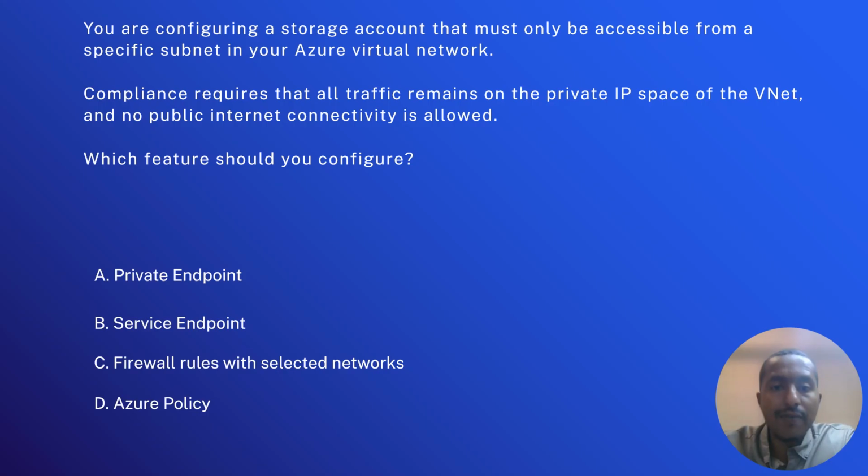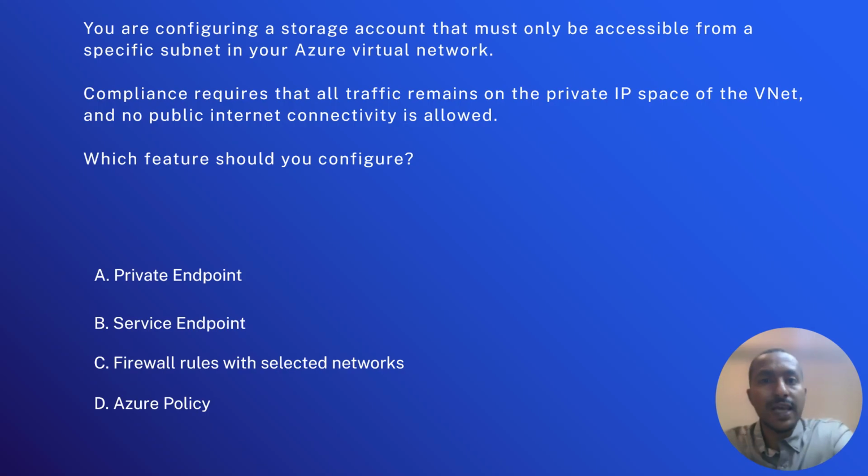Option A, private endpoint. This creates a private IP address inside your VNet that maps directly to the storage account. Traffic flows entirely over the VNet, never touching the public internet, and this is actually very promising because that's exactly what we want here. But let's check the others before jumping to a conclusion.